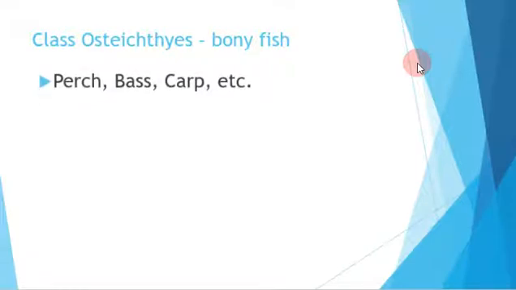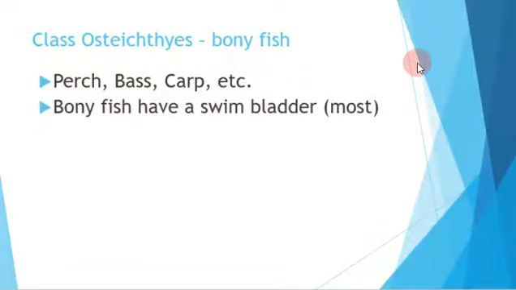Some examples of bony fish: perch, bass, carp, goldfish, the little betta that you put in your fish bowl. If you've gone fishing, the bony fish are what you're catching. Catfish would fit in this. So the rest of the fish, if you will, usually have something known as a swim bladder.